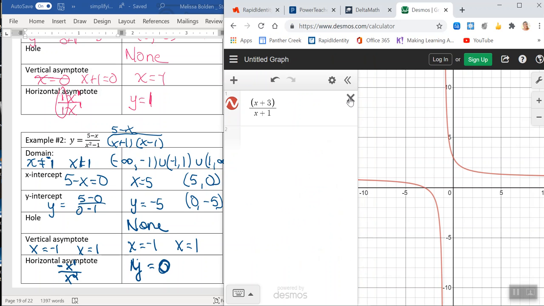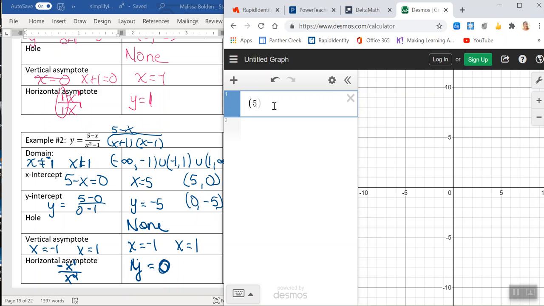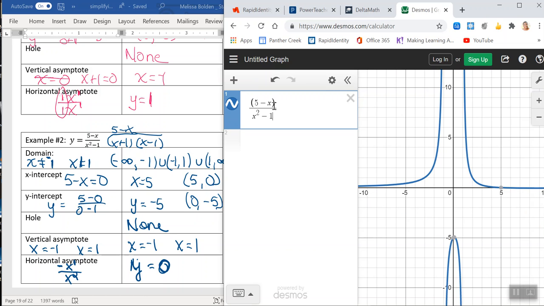So let's get rid of what we have there. And this is (5 minus x) divided by (x squared minus 1). That's a little different, but that's just what we have. But notice how it's corresponding to what we have. We have an x-intercept at 5. There's a y-intercept at negative 5. And we see our horizontal asymptotes and vertical asymptotes. So let's just kind of graph that.